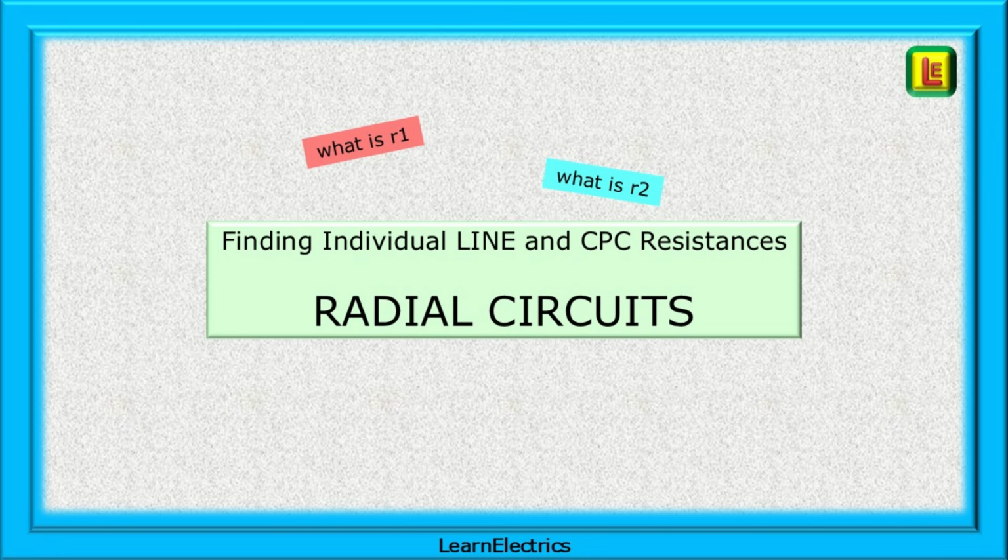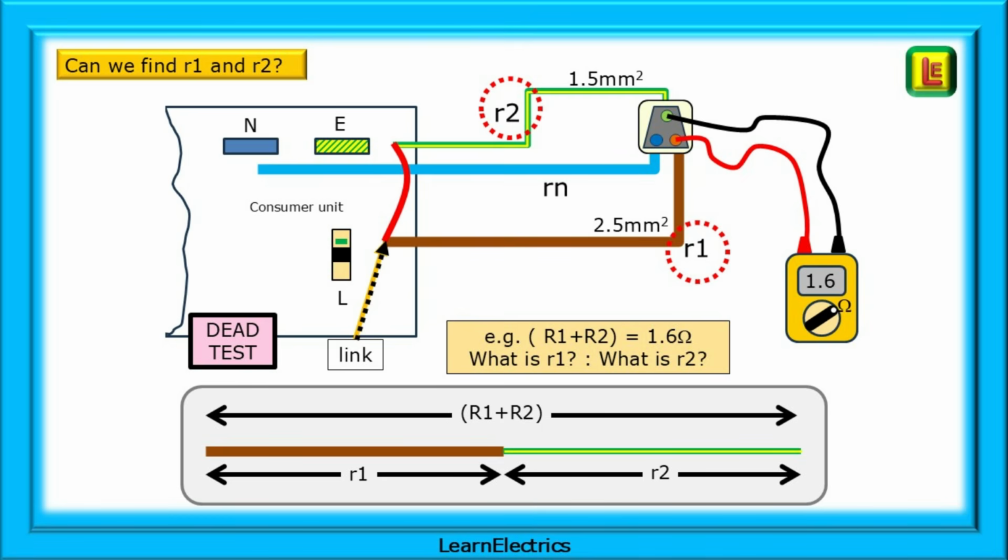OK, the big question. What if we know the effective resistance because we can measure it? How do we find the individual resistances in a radial circuit? In other words, if we know a big R1 plus R2, how can we find the little r1 and the little r2? Can we find little r1 and r2?